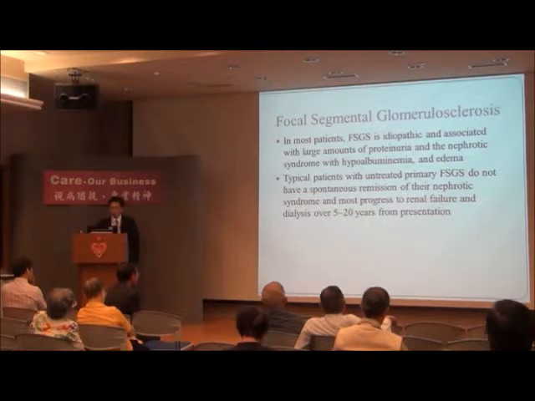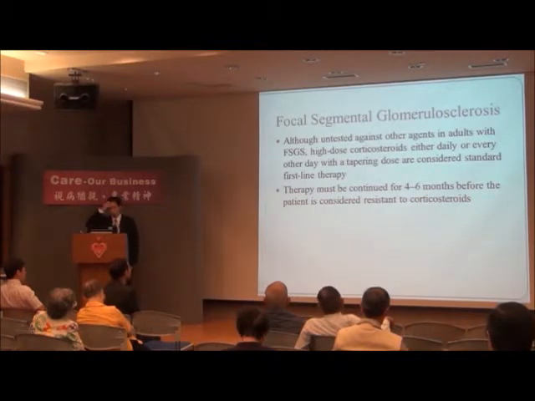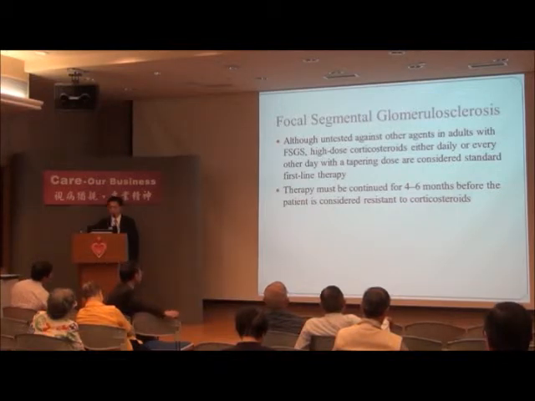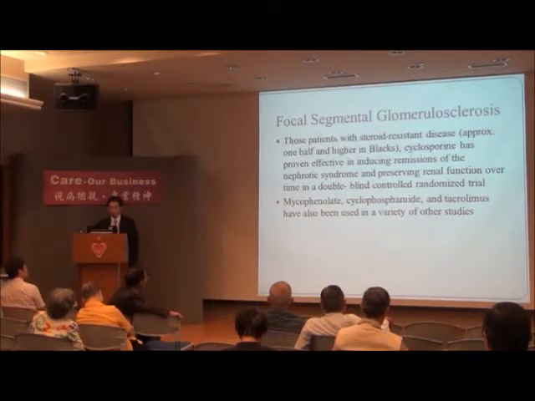Typical patients with untreated primary FSGS do not have a spontaneous remission of their nephrotic syndrome, and most progress to renal failure and dialysis over 5 to 20 years from presentation. Although untested against other agents in adults with FSGS, high dose corticosteroid, either daily or every other day with a tapering dose, is considered standard first line therapy for FSGS. Therapy must continue for 4 to 6 months before the patient is considered resistant to corticosteroid.